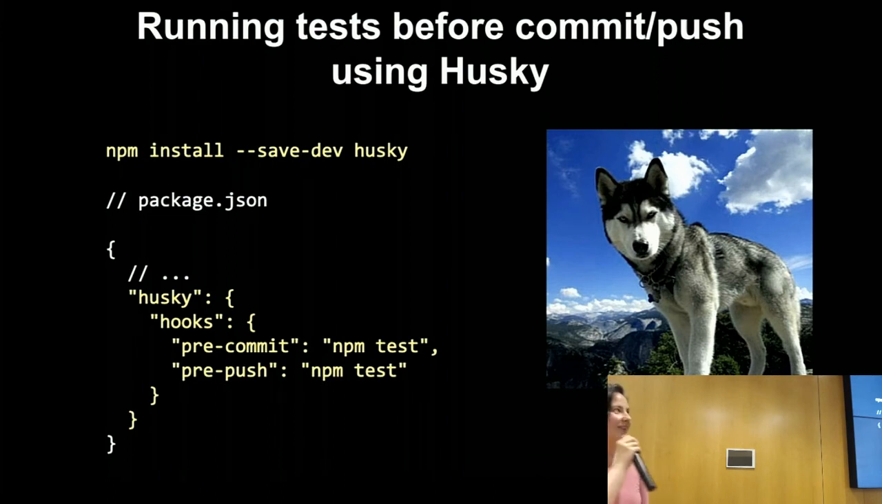And finally, we can prevent ourselves from committing or pushing any code to a remote if it's not covered by tests or if the tests don't pass. Husky makes it very easy to write tasks that will be executed before commit or before push or before any other Git hook. The configuration looks like this. So pretty easy. Now you don't have excuses to not write tests.